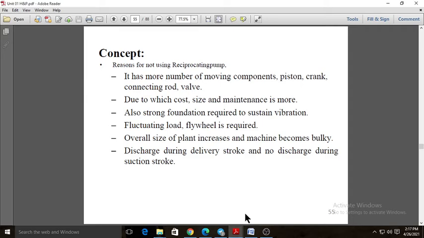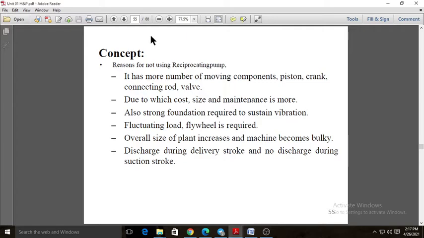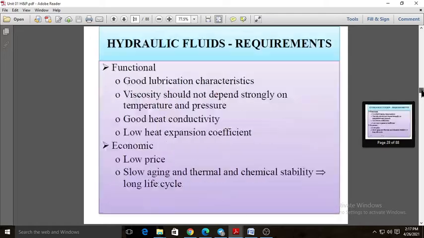In this subject we are going to see the various uses of hydraulics, then components of hydraulic and pneumatic systems, the working of hydraulic and pneumatic systems, and how we are going to use the energy of this oil, and we can obtain the mechanical output from the power supplied to the system.